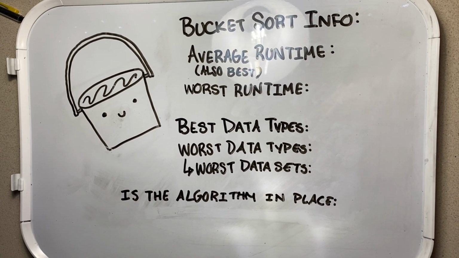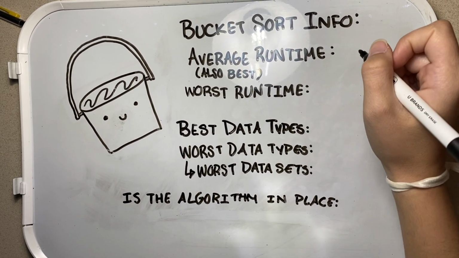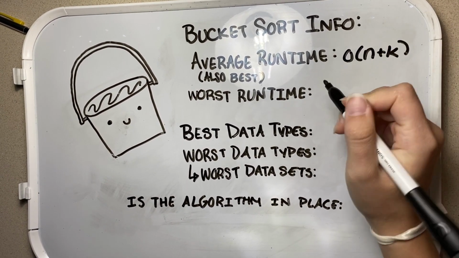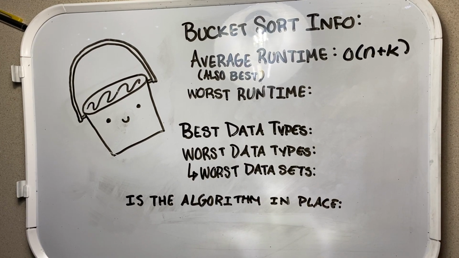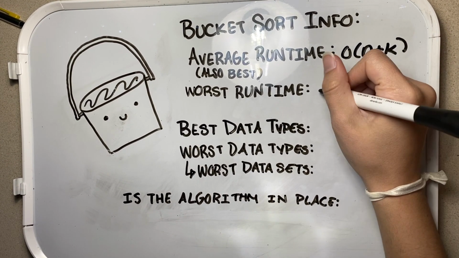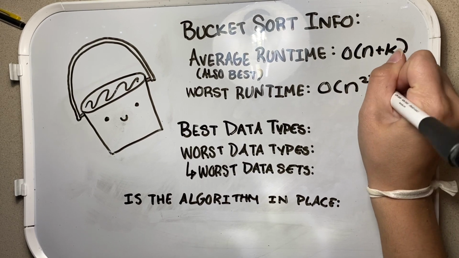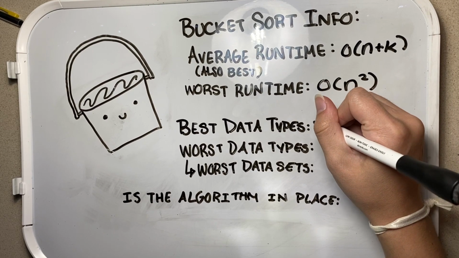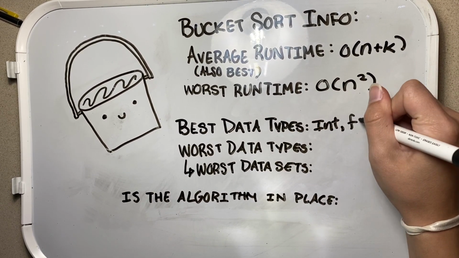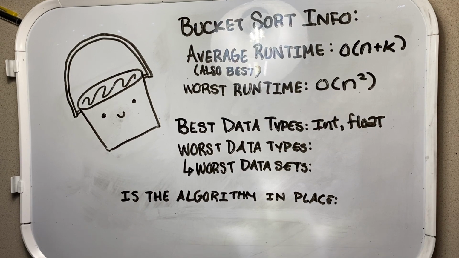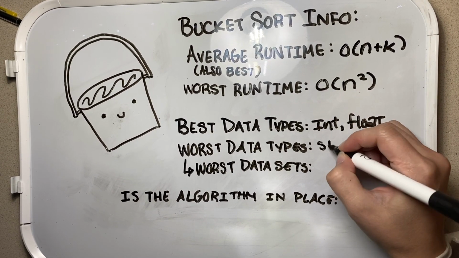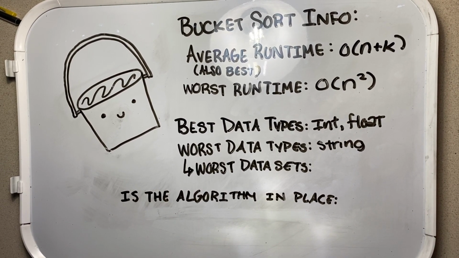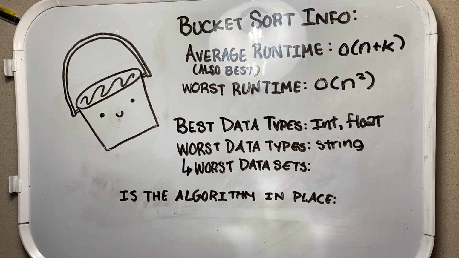So now more on to the bucket sort specs. So we have our average runtime, which will be O(n + k). This is also counting as our best runtime. Then we have our worst runtime, which would be O(n^2). The best data types for bucket sorting are integers, floats, anything that has to do with numbers. Worst data types would be strings. I think it goes without saying, you wouldn't use booleans with bucket sorting in specific.